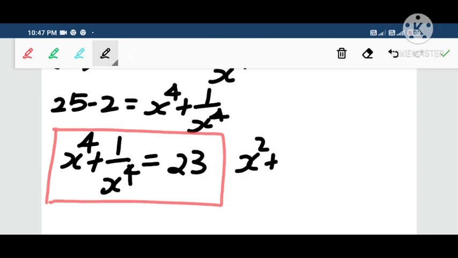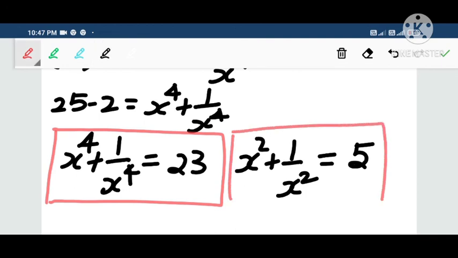x square plus 1 by x square is equal to 5 is the value for this. So by using the equation we find out the values of both: x square plus 1 by x square is equal to 5, and x to the power 4 plus 1 by x to the power 4 is equal to 23. Next we move on to question number 10.